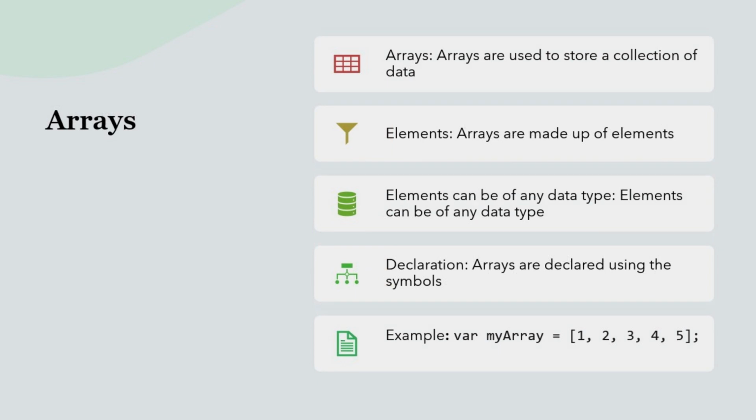Arrays. Arrays are used to store a collection of data. They can contain elements of any data type, such as numbers, strings, or even objects. Array declaration. You can declare an array using square brackets. Let's take a look at an example. In this example, we created an array called myArray with elements 1, 2, 3, 4, and 5.